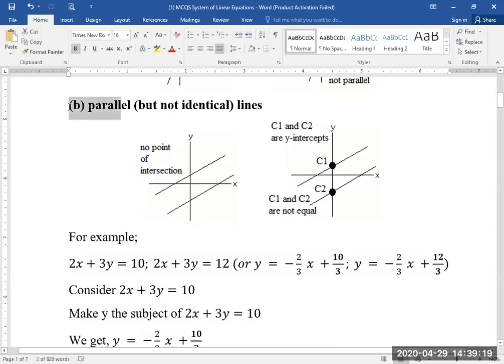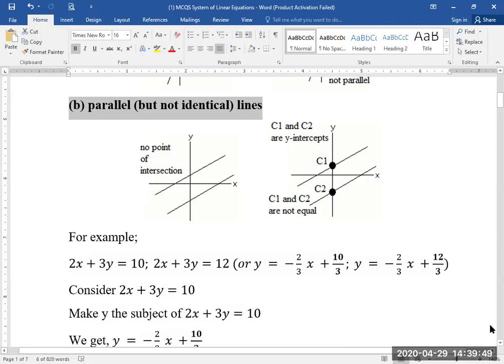In part B, parallel but not identical lines. The lines are not equal. Why do I say this? Because C1 and C2 are different in the two equations. Therefore, both lines are not the same, but both lines are going parallel. Therefore, they will not intersect each other. Therefore, there is no point of intersection in these two lines.